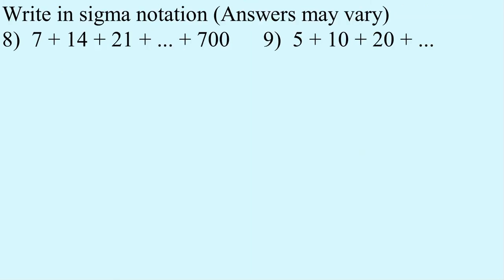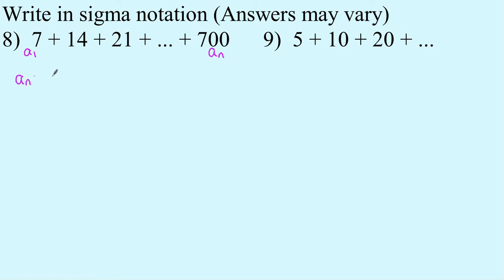All right, so let's work backwards. Let's try to write this in sigma notation. So for number A, I'm going to keep it really simple. You could mix it up and do it all crazy, but why do that? Keep it simple. 7 is the first term, and 700 is the last term. We have no idea how many terms there are, so let's figure it out.